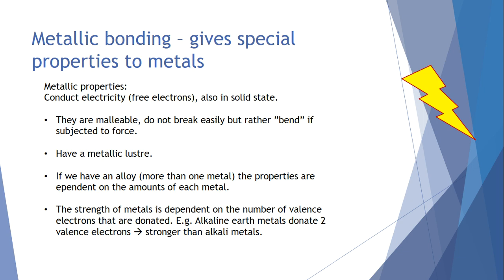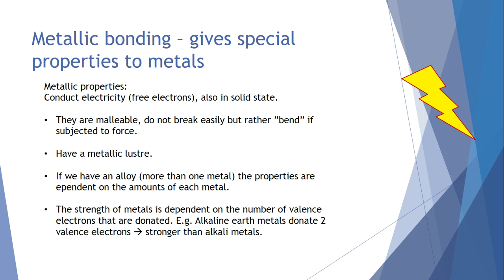Furthermore, various metals can have a different hardness or a different strength. Some metals are fairly easy to break or bend, whereas other metals are going to be really hard to bend. And how do we explain this?